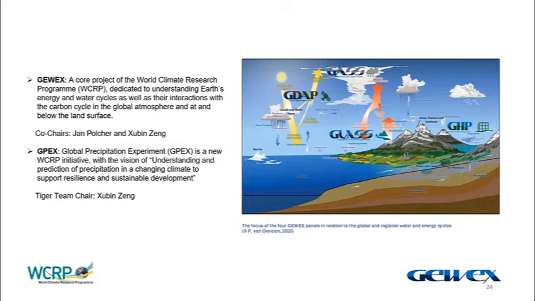By the way, GEWEX is a core project of the World Climate Research Program, or WCRP, and it's dedicated to understanding the energy and water cycles, as well as their interactions with the carbon cycle in the global atmosphere and the Earth and below the land surface. Because I'm co-chairing the GEWEX scientific steering group, okay, I'm doing a little bit of promotion here. GEWEX includes 4 panels to organize the various international projects: the Global Atmosphere Panel, GASS, Land Surface, GLASS, Global Observations, GDAP, and the Regional Hydroclimate Projects, GHP.